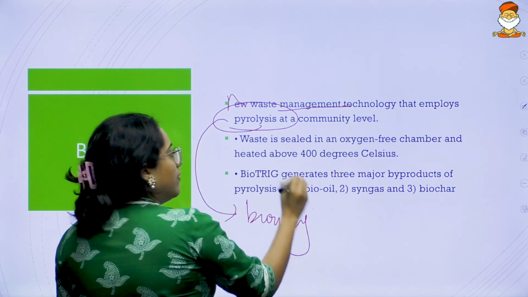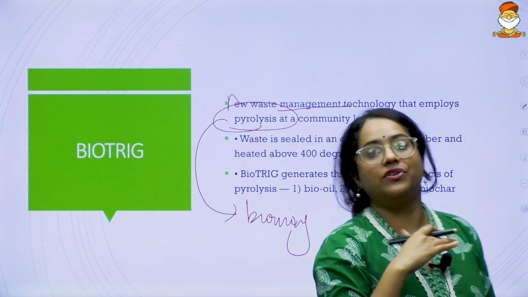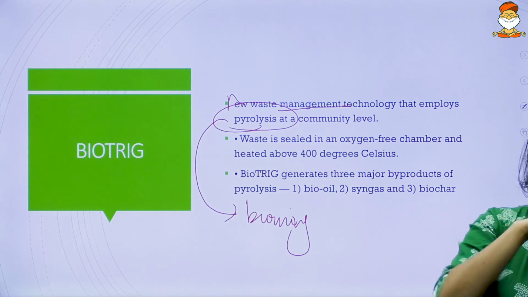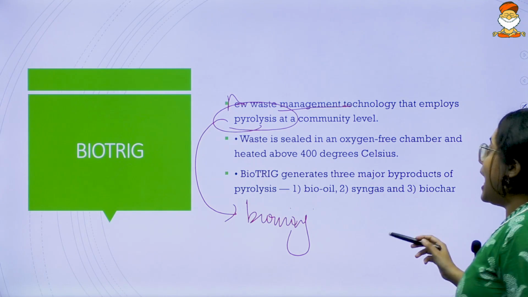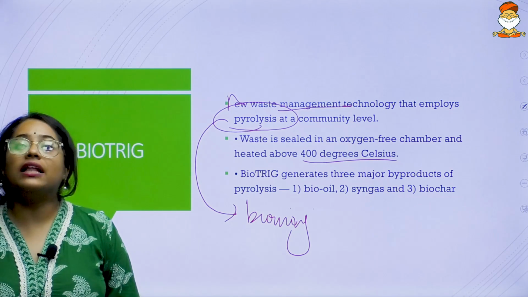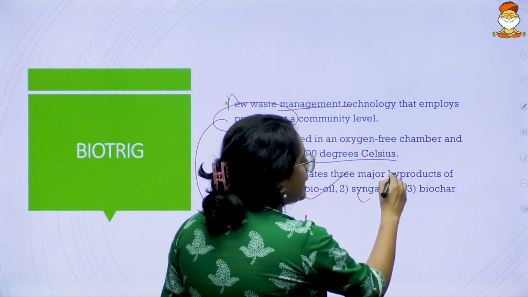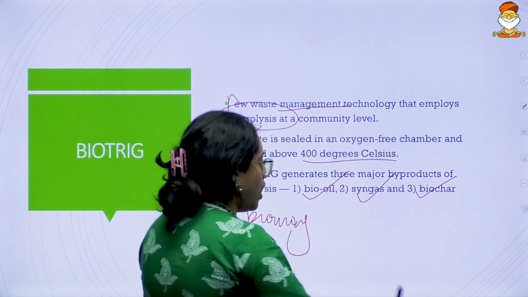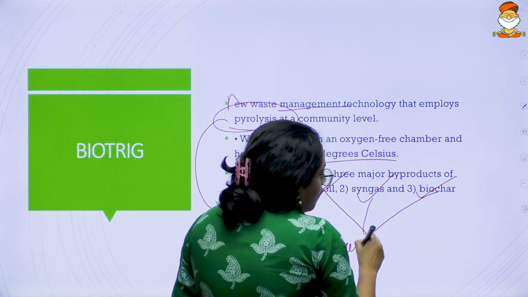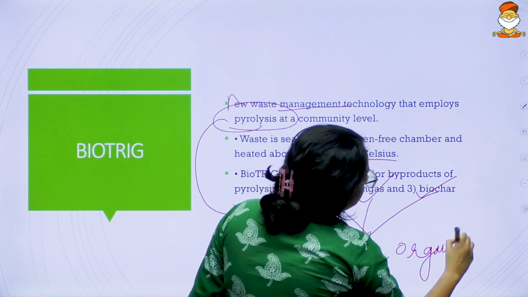But what happens is the waste is going to be sealed in an oxygen-free chamber, which means it's not going to be polluting in nature. So it's sealed in an oxygen-free chamber and it's heated above 400 degrees Celsius and it burns. At this point, it generates byproducts like your bio-oil, syngas, biochar, etc. All of which can be used for farming, for different other organic ventures.